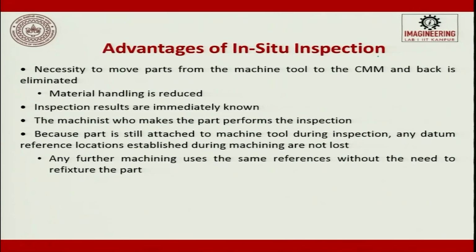The advantage of in situ inspection is that the necessity to move parts from the machine tool to the CMM and back is eliminated. This is what I said earlier: we used to check the quality after the part is made. Nowadays, it is checked while the part is made. Between two operations, it measures whether the dimensions are okay for the next tool to interact. So, the material handling time is reduced, and the locating and relocating of the workpiece is reduced. In situ inspection gives a big advantage in reducing the time and also gives accurate data.